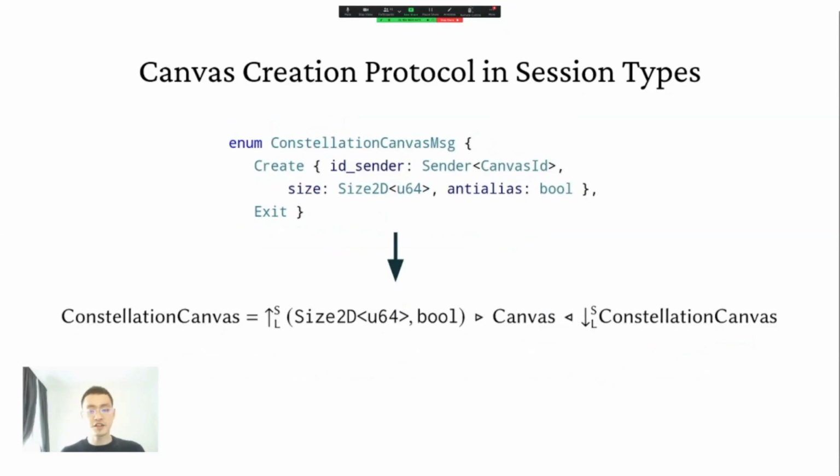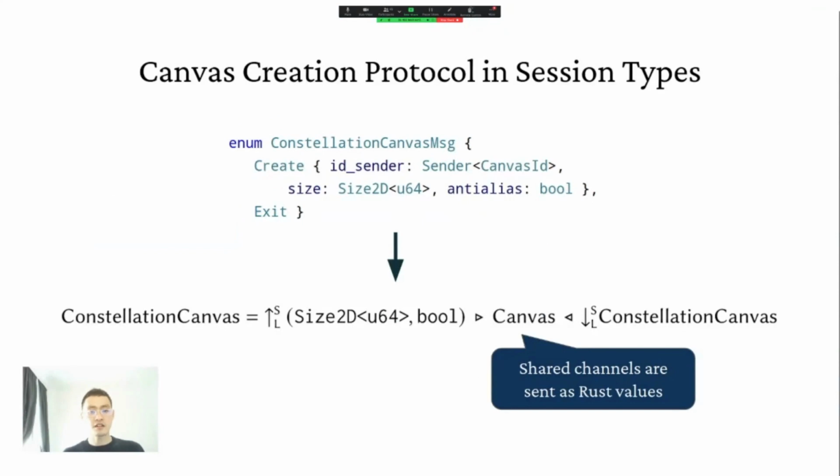Similarly, the constellation canvas message can be defined as a separate session type. Since the exit operation also becomes implicit, the session type is used only for creating new canvases. We use the right triangle operator for receiving the size and anti-alias parameters for the canvas creation. Following that, we use the left triangle operator for sending the created canvas as a shared channel back to the client. Notice that compared to the original formulation of shared session types, Ferrite treats shared channels as regular Rust values that can be cloned, so that they can be sent and used as regular Rust values.